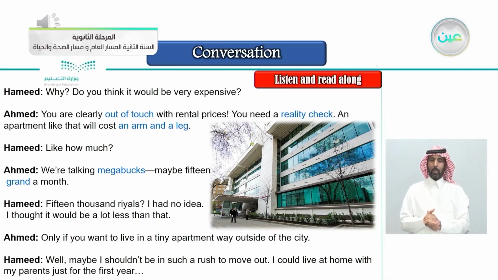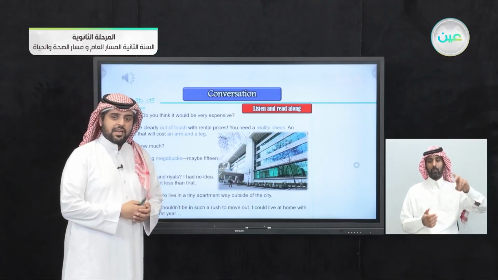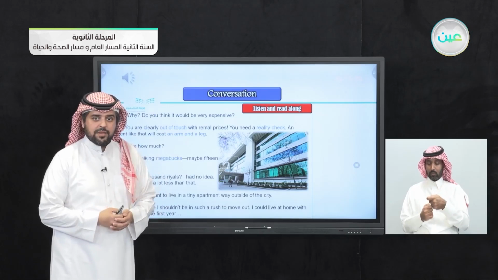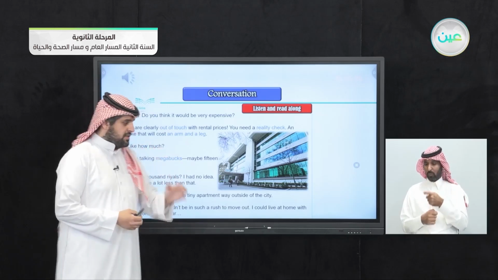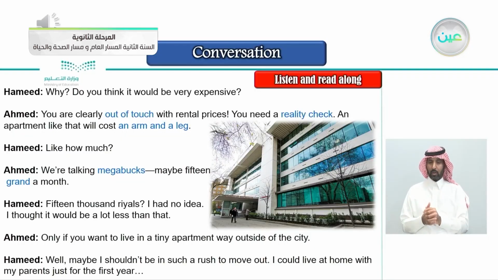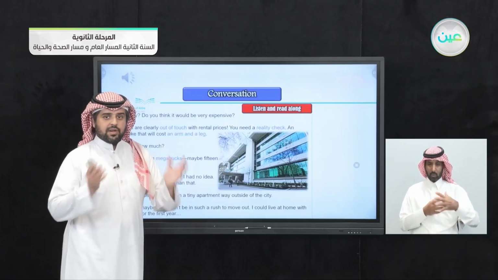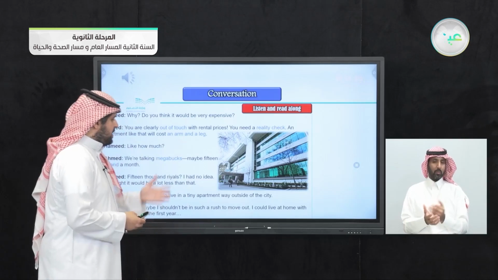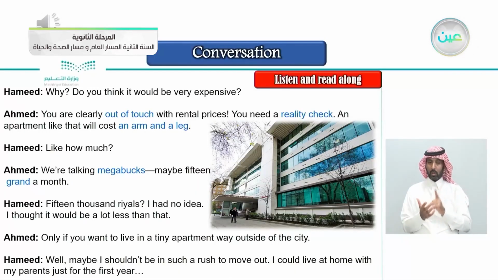So at the ending of this conversation, we can see Ahmed is telling his friend, if you want an apartment with the money that you're talking about, you can live in a tiny apartment. Here he says, only if you want to live in a tiny apartment way outside the city, not a large one with the parking, just as Hamid said. That's why Hamid here decided, maybe I shouldn't be in such a rush to move out. I could live at home with my parents just for the first year.